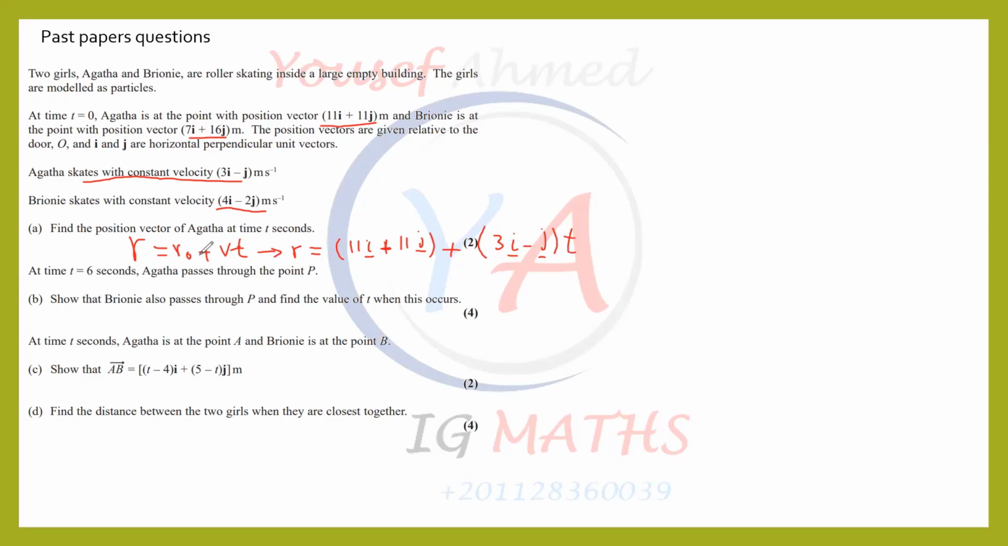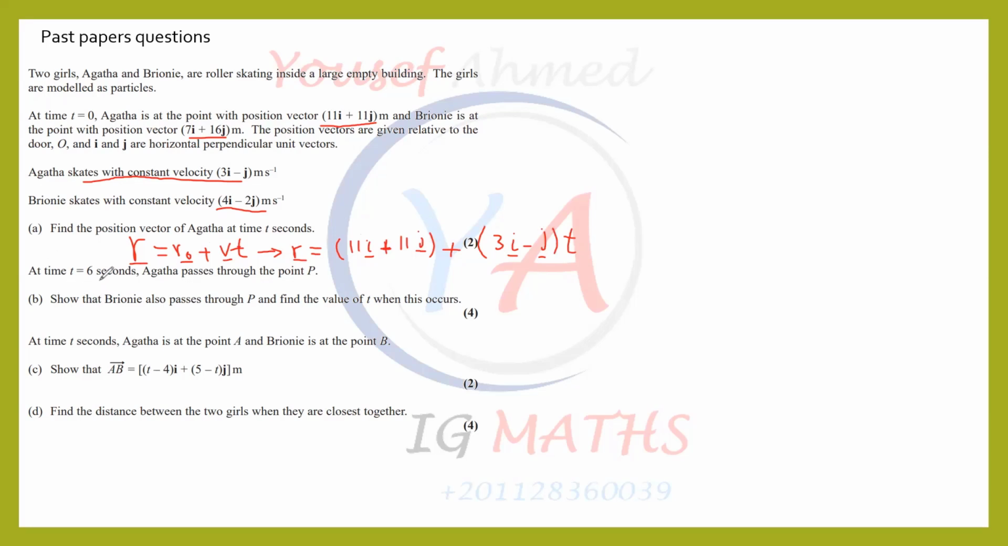You can expand time t there, or if you don't want to expand it, it's okay. You can leave it as it is, 11i plus 11j added to (3i minus j) times t. So it's fine if you write t before the brackets or after the brackets. So this is the position vector for Agatha.